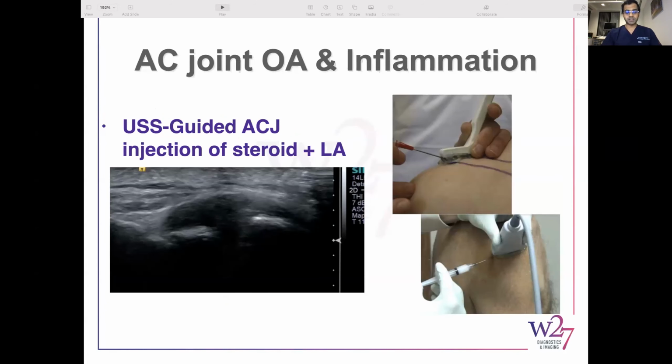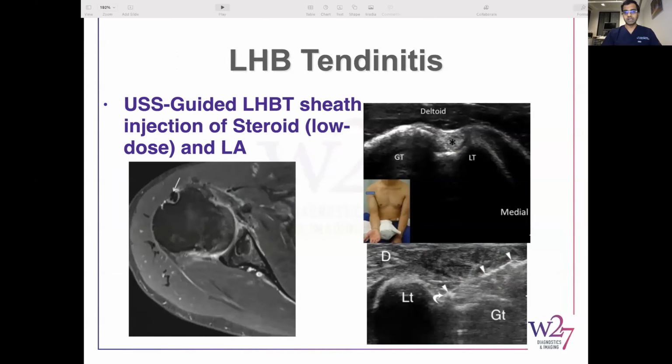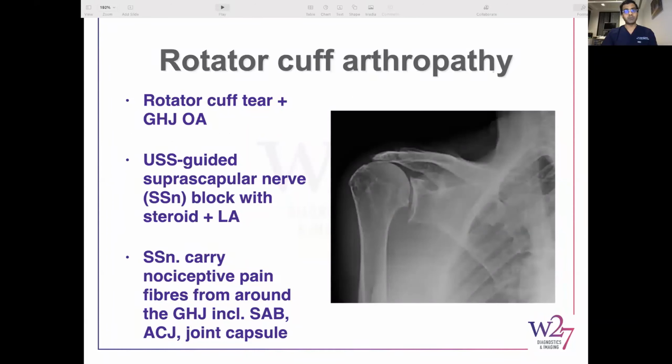AC joint injections, as I mentioned, can also be performed under ultrasound guidance, and you can see the image on the left here demonstrating superior capsular thickening with an underlying mildly degenerate AC joint, and you inject these for therapeutic control. Elongated biceps tendinitis, we can inject some low-dose steroid around there if clinically you feel there's an underlying bicipital tendinitis. And rotator cuff arthropathy, a combination of glenohumeral joint arthritis and rotator cuff disease, can be managed, particularly if patients are not fit for surgery, perhaps.